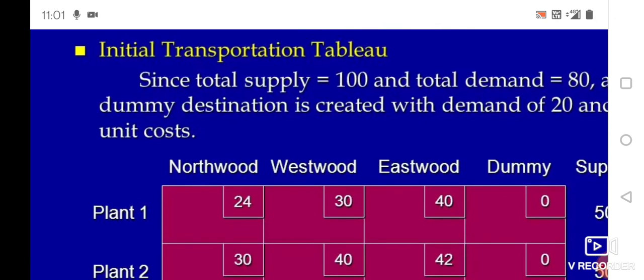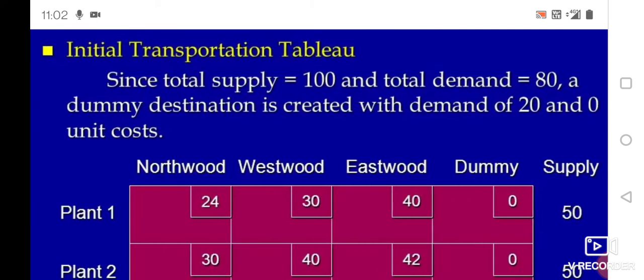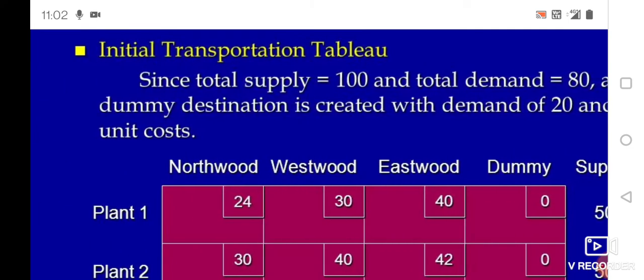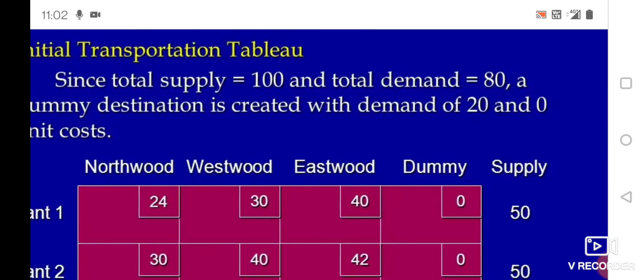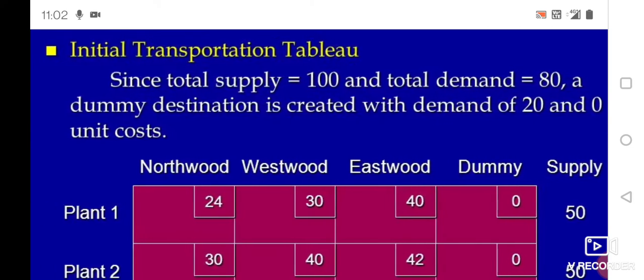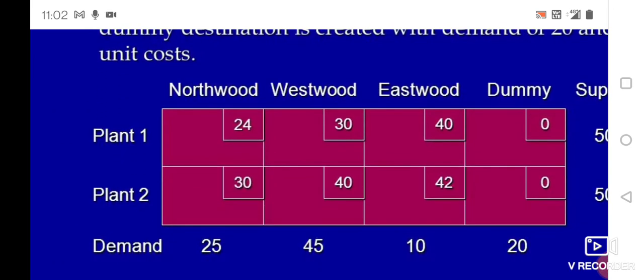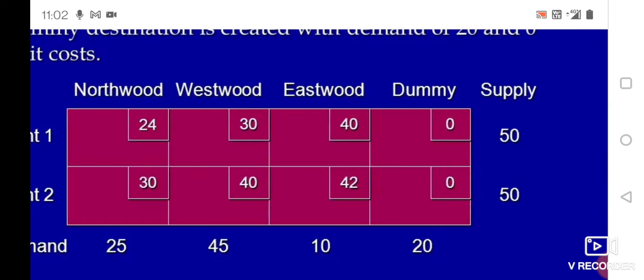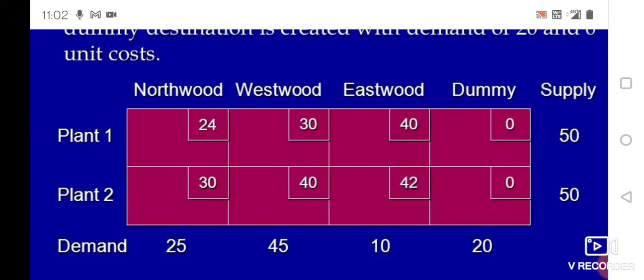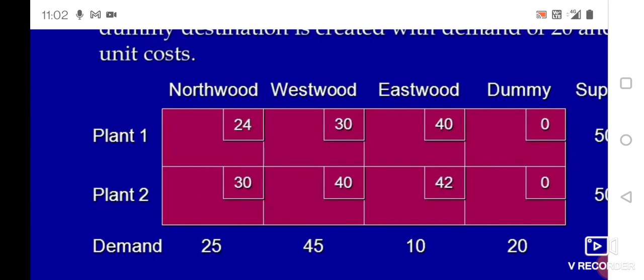Initial transportation table. Since total supply is 100 and total demand is 80, a dummy destination is created with demand of 20 and 0 unit cost. Dummy is always 0 unit cost. The columns are Northwood, Westwood, Eastwood, and Dummy. These are the supplies 50, 50 and demand is 25, 45, 10, 20.